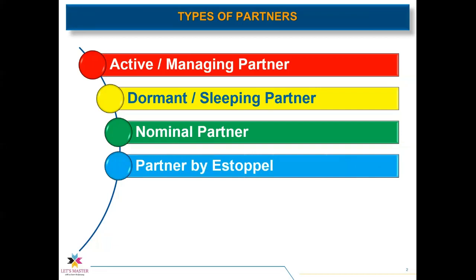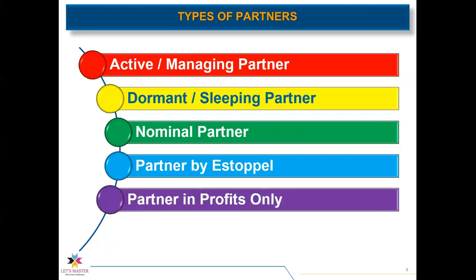Then we have partner by estoppel. Partners by estoppel are those who are actually not partners in a partnership firm, but they give an impression to the outside world that they are partners in a partnership firm. But these partners may be held responsible for any debt or any kind of liability of the partnership firm if they have presented themselves as partners in a partnership firm to the outside world. Then partners in profits only.